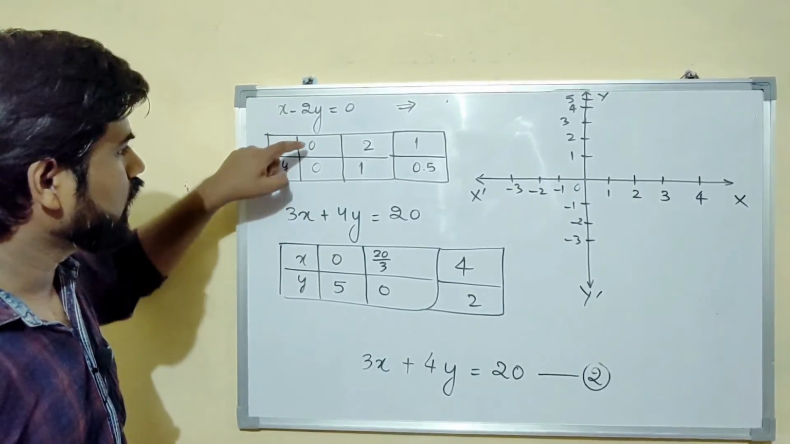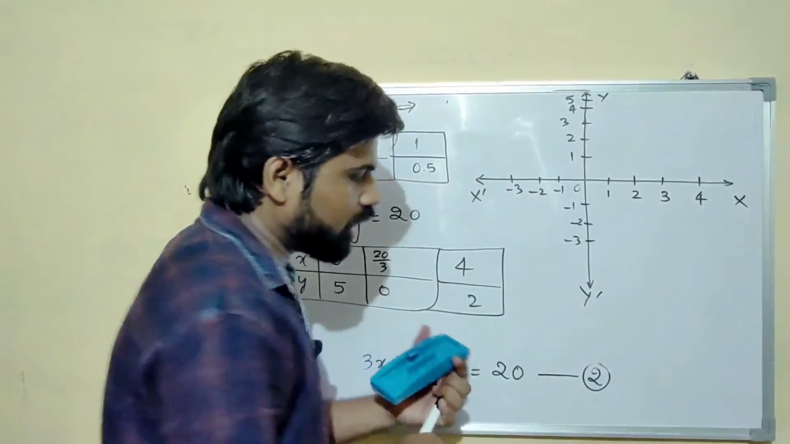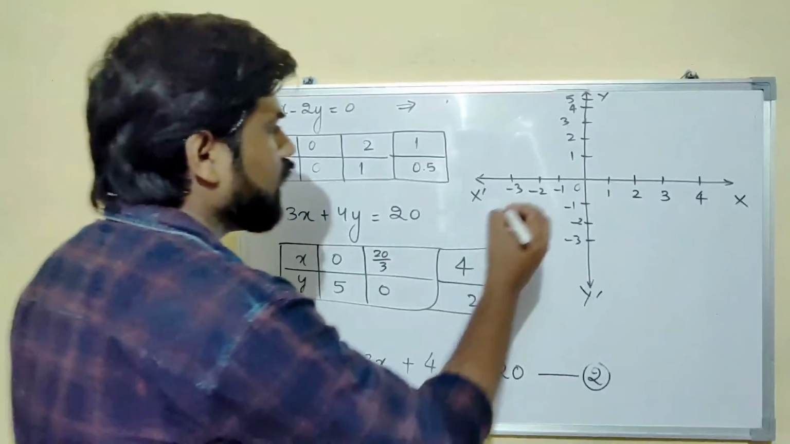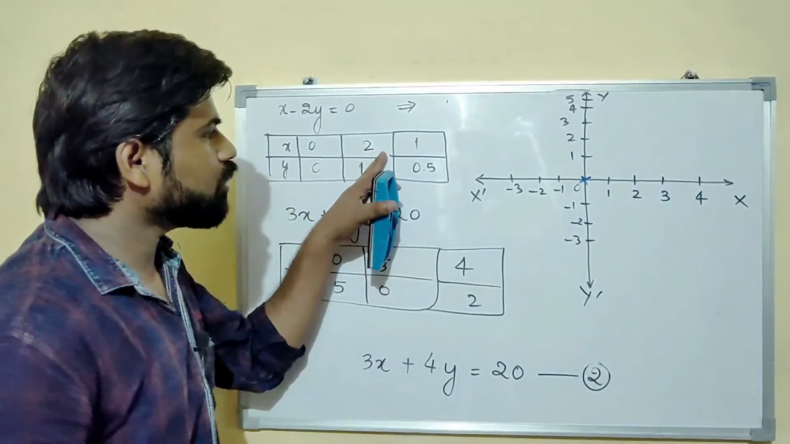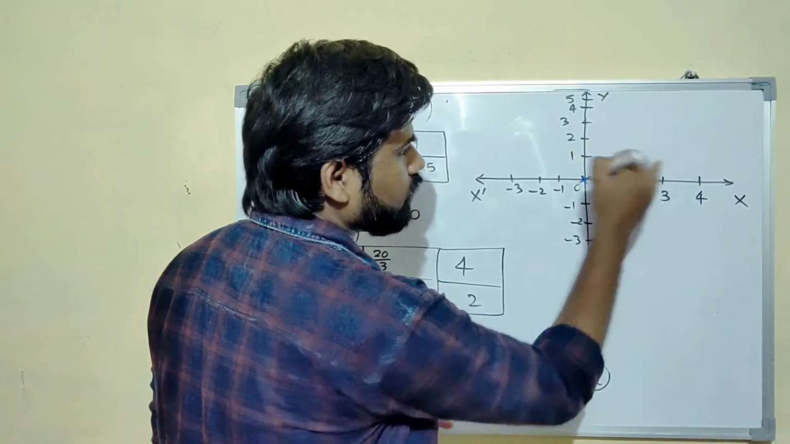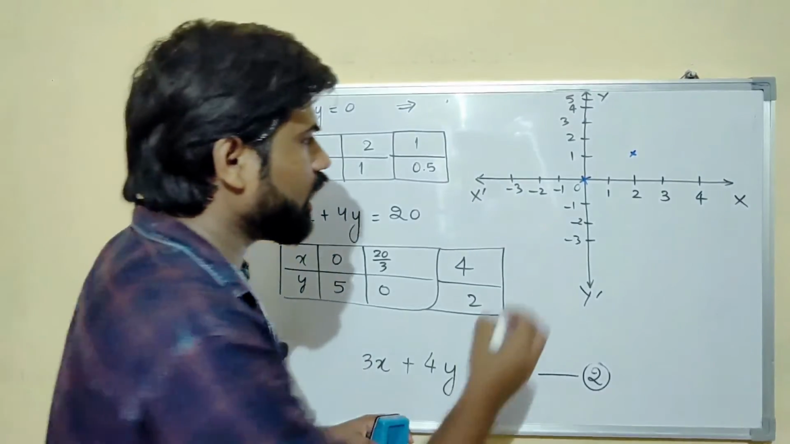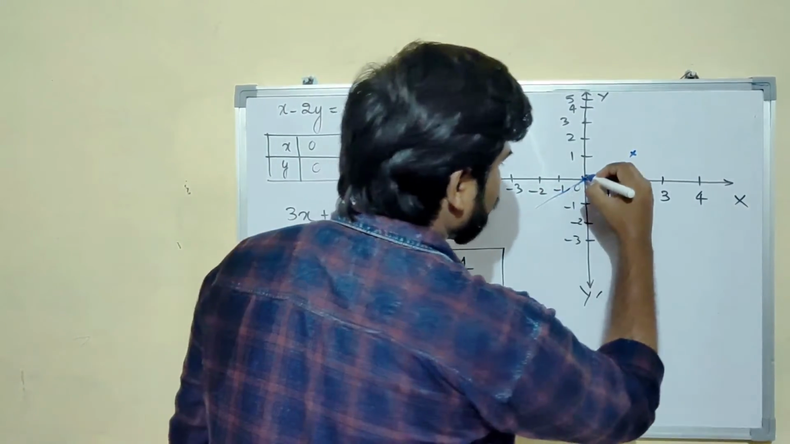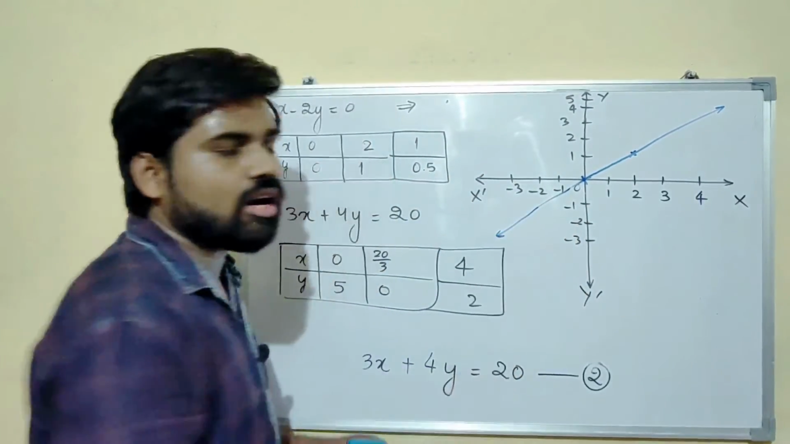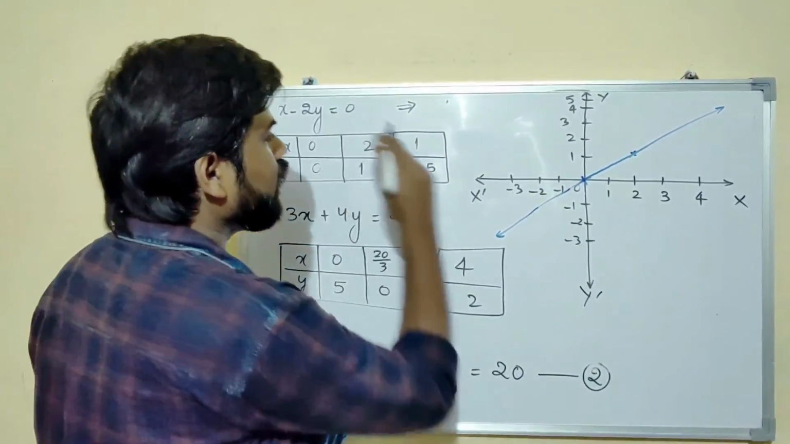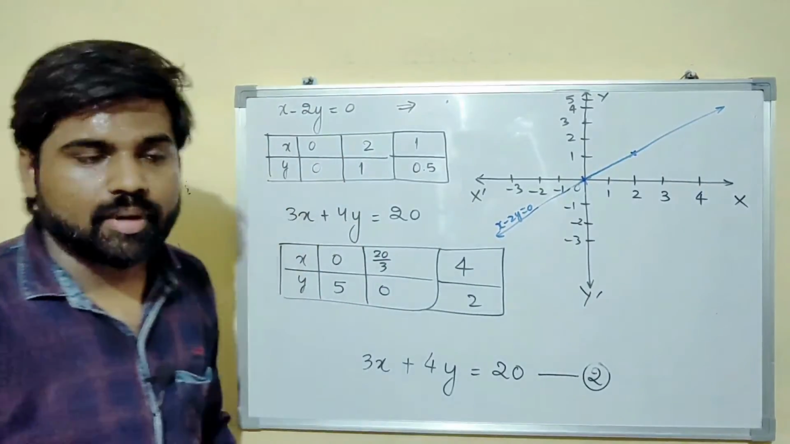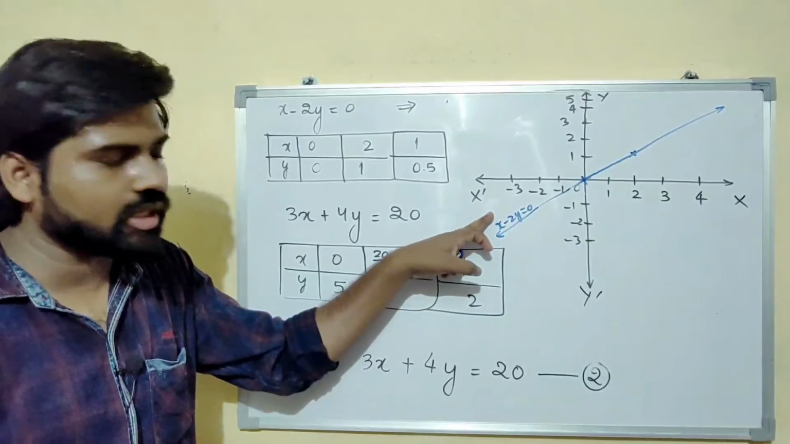Now let us plot the points for the first equation. 0, 0. That means it is this point. Let me use a different marker for this. It's 0, 0. Then the second point is 2, 1. 2 on the x-axis and 1 on the y-axis. So 2 points are enough to plot a graph. Let us join this. So this is a straight line. After drawing the graph of a linear equation, write the equation on the space here, mention that this is the graph of this particular equation.